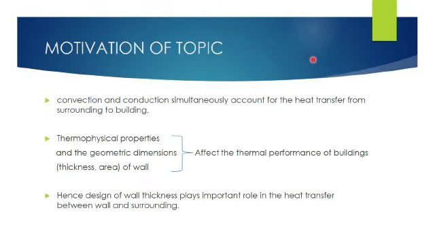Motivation of the topic. The topic finds its motivation from the fact that convection and conduction take place simultaneously in heat transfer from outside to a building. Now, the thermophysical properties and the geometric dimensions of the wall. The thermophysical properties mean the thermal conductivity, heat transfer coefficient, etc. And the geometric dimensions of the wall, that is the thickness and the length, etc., affect the thermal performance of the buildings. Hence, the design of the wall thickness plays an important role in heat transfer between the wall and the surroundings.